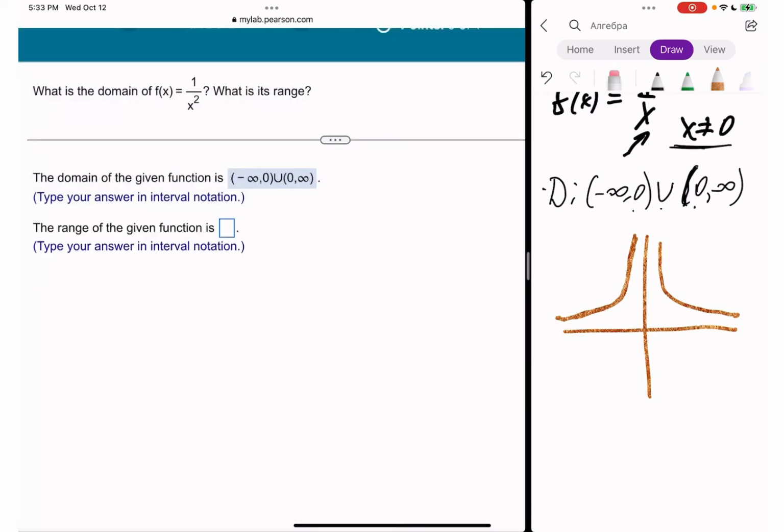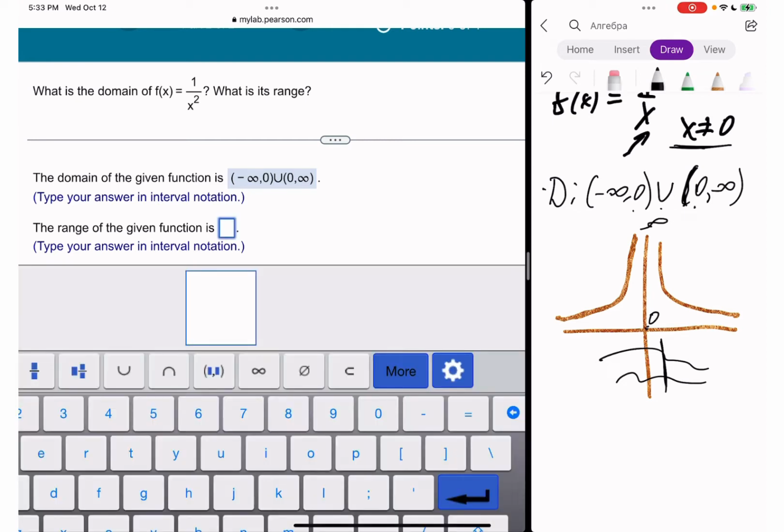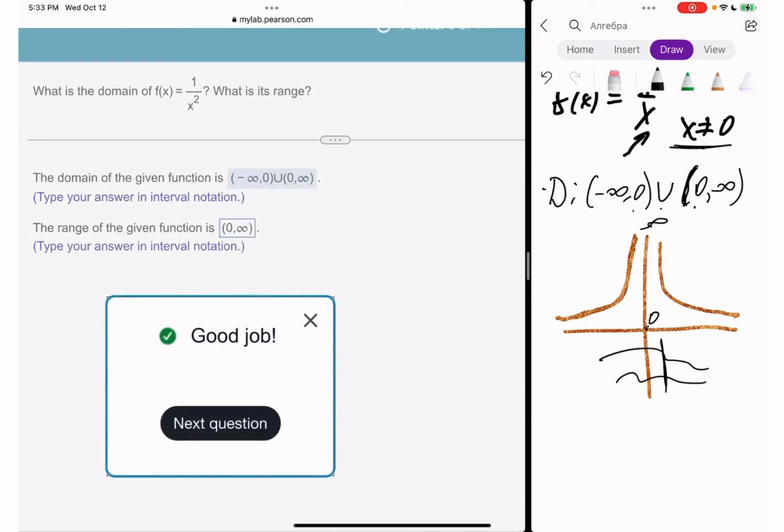Okay, now we're going to do the range. What is the range? The range is the values of y. Considering that we don't have any graph in the negative part, it's going to be from 0 to positive infinity, with the difference that 0 is not included because the graph doesn't cross 0, which means it's a parenthesis from 0 to positive infinity. All right, moving to the next question.